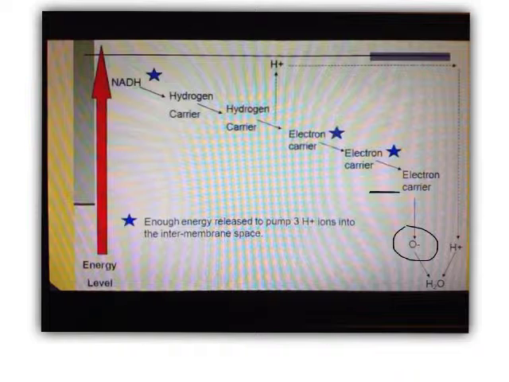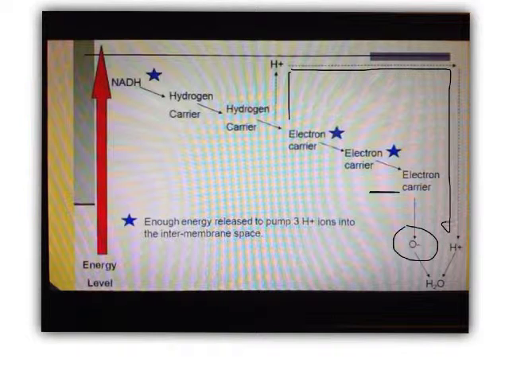Now because it's got a negative charge, ultimately when these hydrogen ions have gone through the intermembrane space, gone through ATP synthase and so on, we've got hydrogen ions with a positive charge. Well, opposites attract, don't they? So the positively charged hydrogen ion and a negatively charged oxygen ion attract, and so ultimately we form H2O, water.